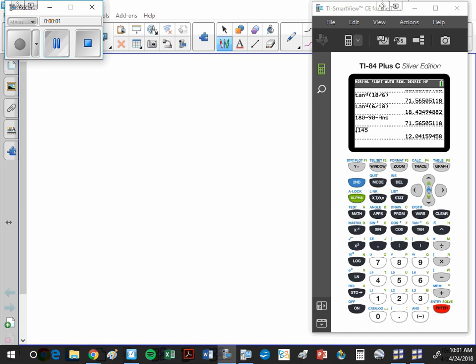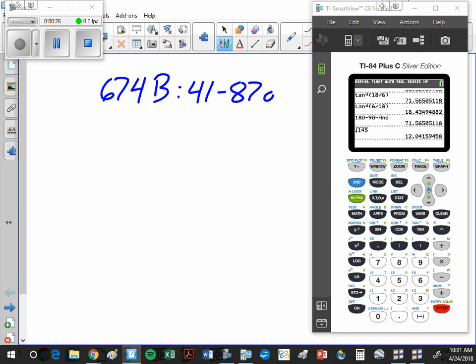We are going to do 674b, which is 41 to 87 odd.